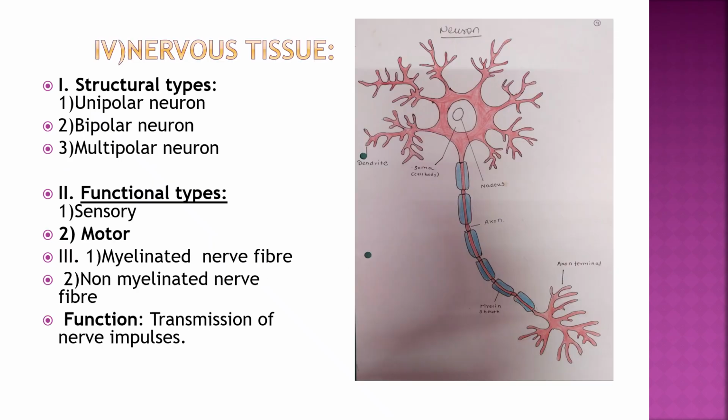Fifth tissue is nervous tissue. The unit of nervous tissue is the neuron, and a neuron is made up of the cyton, that is the cell body, and the fibers present on the cyton are called dendrons, and the single fiber present is called the axon. Then there are various types like motor neurons, sensory neurons or mixed neurons. The function of nervous tissue is transmission of nerve impulses. Examples of nervous tissue are the brain and spinal cord.